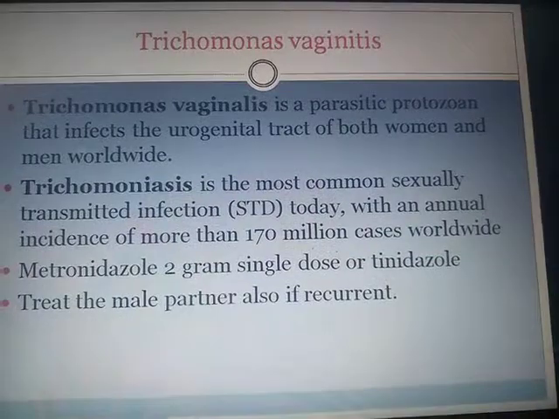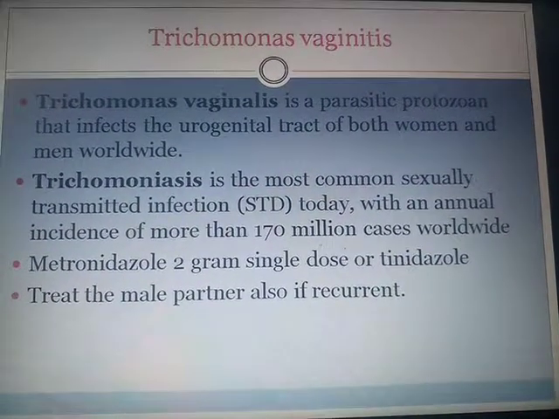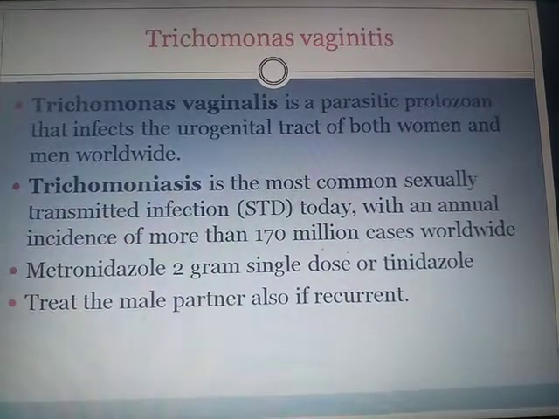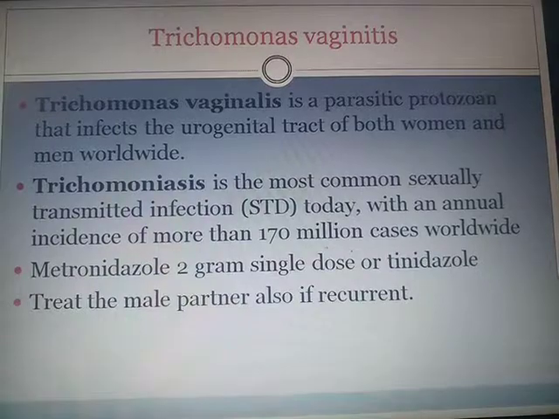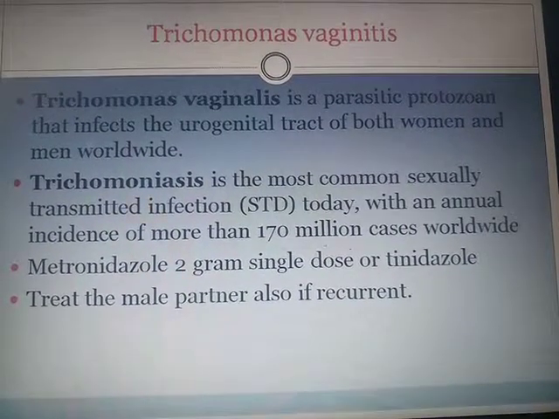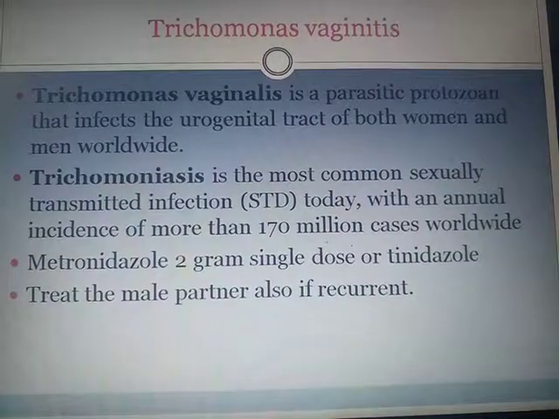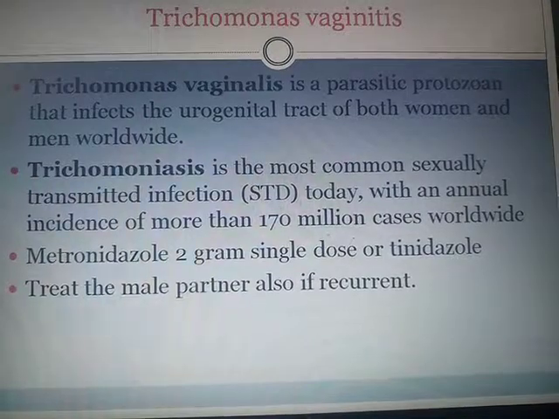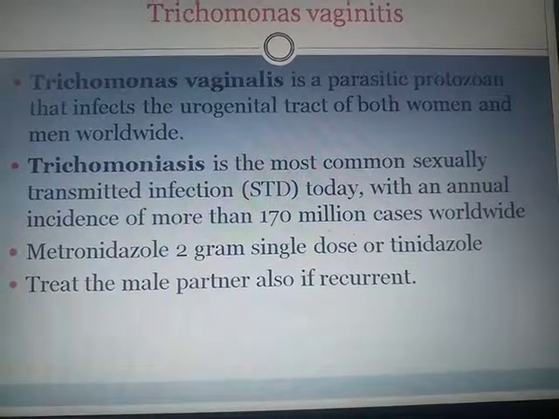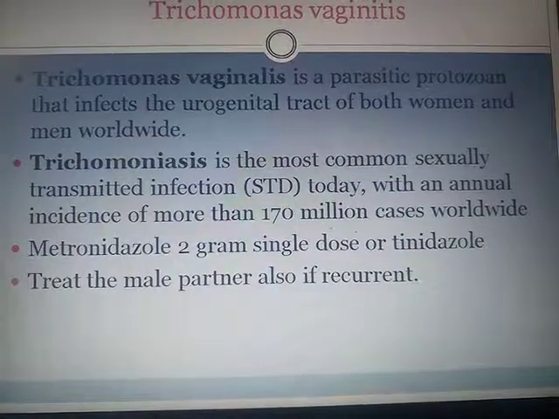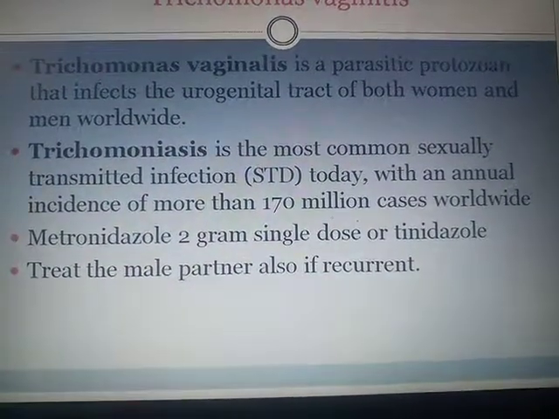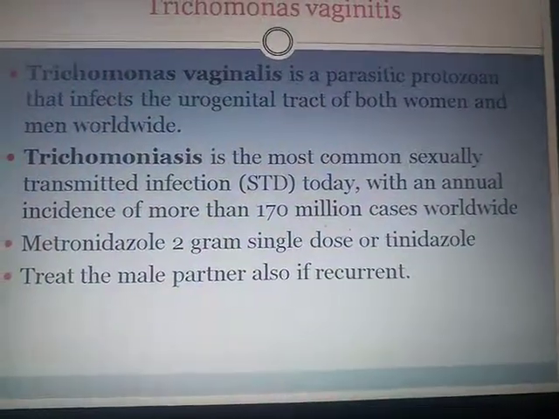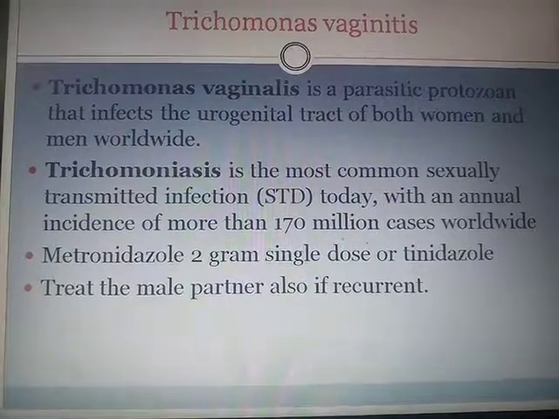Trichomonas vaginitis, or trichomoniasis, is caused by a parasitic protozoa that infects the urogenital tract of both women and men worldwide. Trichomoniasis is the most common STD, with an annual incidence of more than 170 million cases worldwide. So how will you treat a parasitic protozoal infection? Metronidazole 2 gram single dose, or tinidazole, and you have to treat the male partner also if it is recurrent.